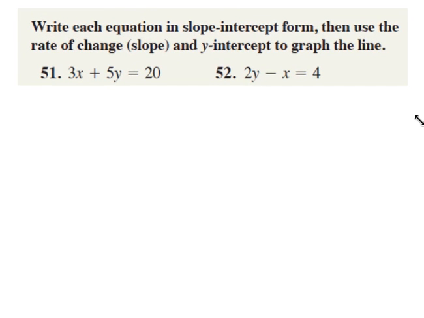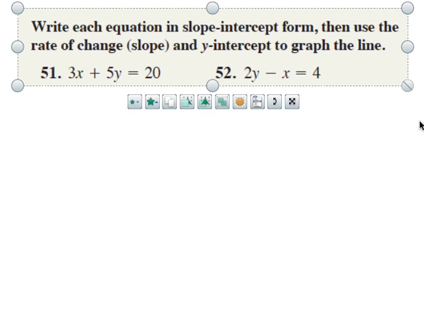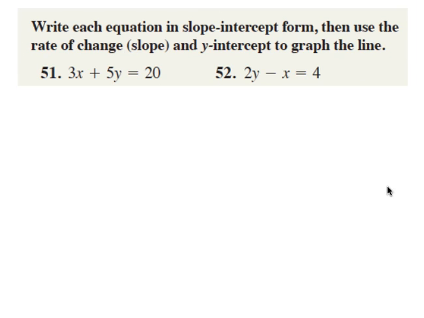So a lot of what we're dealing with here is linear equations, and we're dealing with y equals mx plus b. Write each equation in slope-intercept form again, then use the rate of change, our slope, and y-intercept to graph the line. So again, very similar to what we saw earlier in the day. You just want to be able to put this into y equals mx plus b form, so we'll end up with 2y equals x plus 4.